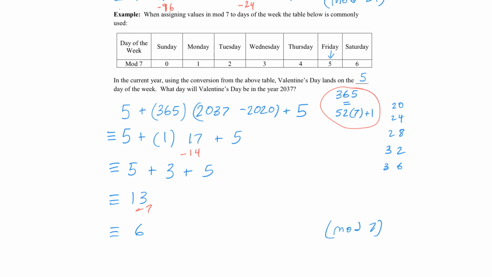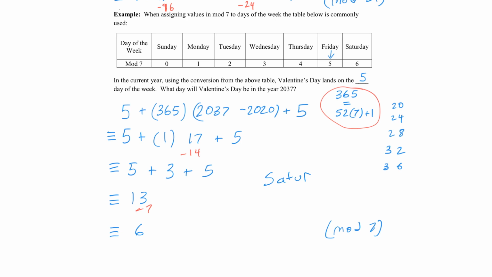we divide by 7. So that means when we start at Friday and we count all the way down this loop over and over again, around and around, we eventually end up at 6. We started at 5 and we end up at 6. So Saturday is the day of the week that Valentine's Day will be on in the year 2037. So Saturday is our answer.